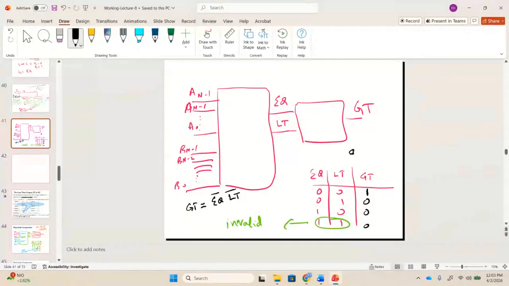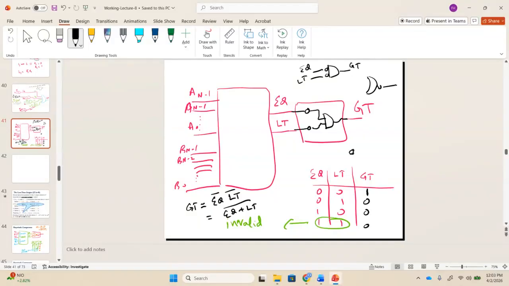If we apply De Morgan's theorem on it, this is a negative AND gate. We can also say this is actually (EQ plus LT) whole bar, so it's a NOR gate. So the circuit for GT is like this: EQ and LT, and then we have GT. Both implementations are correct.